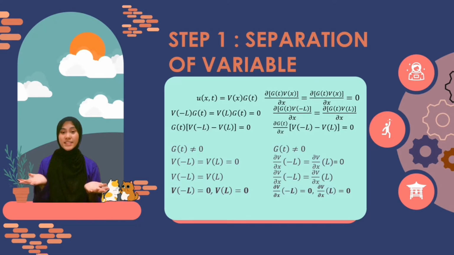Why would choosing G(t) equal to 0 give us a trivial solution? Well, this is because t is unknown and the value of t can be any number, while V(negative L) and V(L) are already specific values, which are negative L and L. So this situation will give an appropriate solution. That's why we choose V(negative L) and V(L) equal to 0.